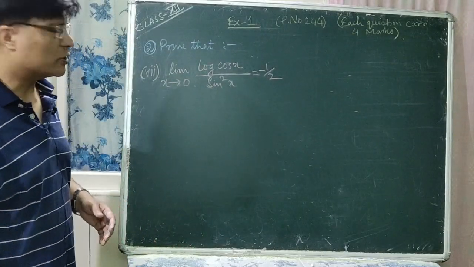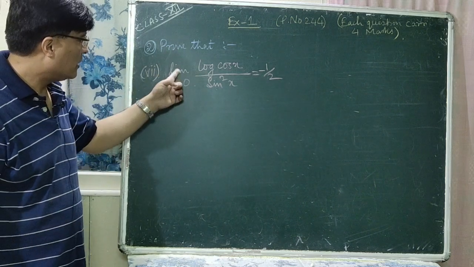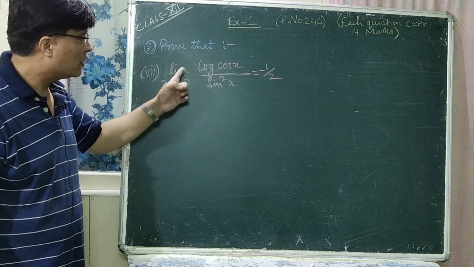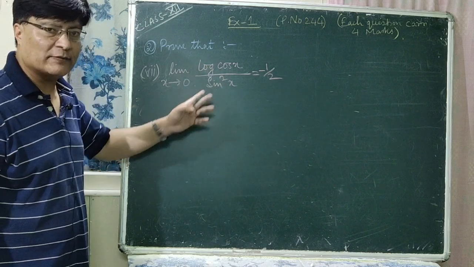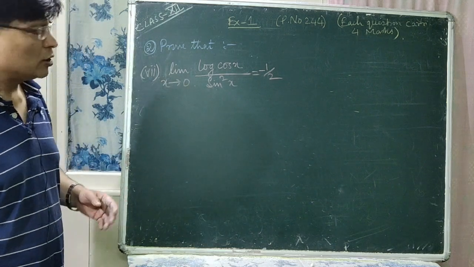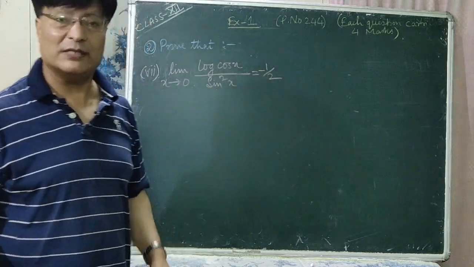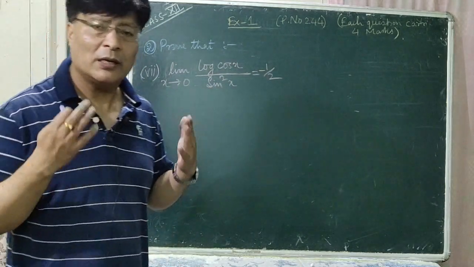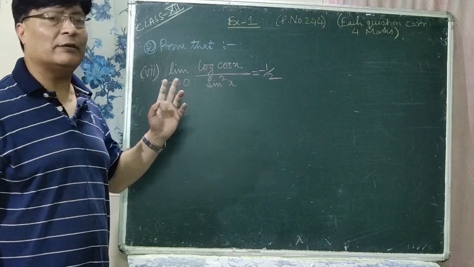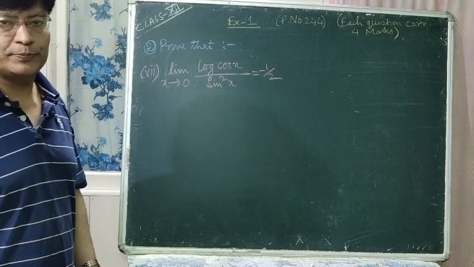Now we are doing question number 2, number 7. You have to prove that limit x tends to 0, here x is the variable. In the numerator log cos x is given, divided by, in the denominator it is given as sin square x. So what is the value? What is the limiting value of this function? That is minus half. This is the limiting value, not the exact value of this function, right? So you have to prove the limiting value of the function as minus 1 upon 2.